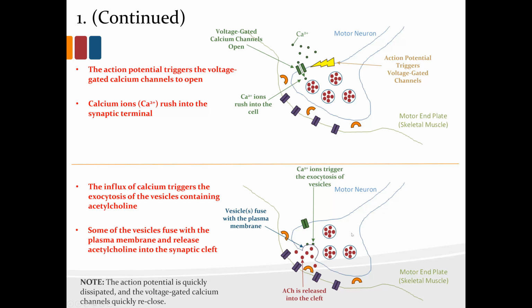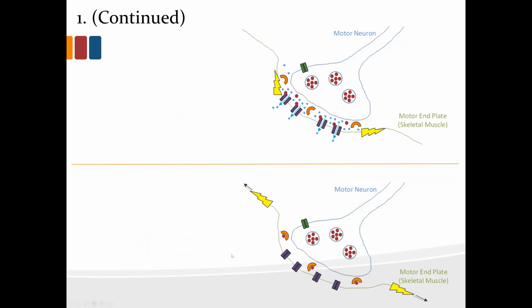So the action potential is gone, which means the voltage-gated calcium channels have already closed. So no more calcium is coming in. And in fact, there are calcium pumps that immediately start to put the calcium back on the outside of the cell. So when you have one action potential, you may only get one, maybe two vesicles that get released. And so this allows other vesicles to hang around and wait for additional action potentials that may come a little bit later. So we've just released acetylcholine into the cleft. So we move on to the next step.